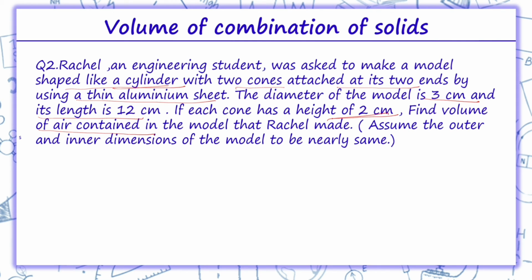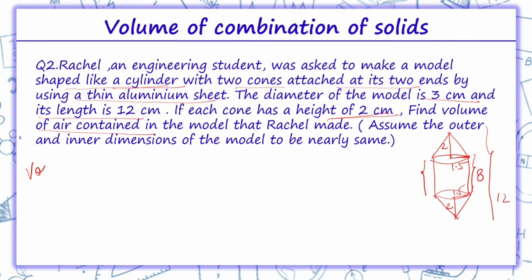Here, the assumption is made that outer and inner dimensions of the model are nearly the same. So now it was a cylinder with two cones, and diameter of the model is 3, that means radius is 1.5. Total height of the model is 12 centimeter. Height of the conical portions is 2. So the height of cylindrical portion will now come out to be 8. Now since we have to find the volume of air contained in the model, volume of air contained in the model will be volume of two cones plus volume of cylinder.